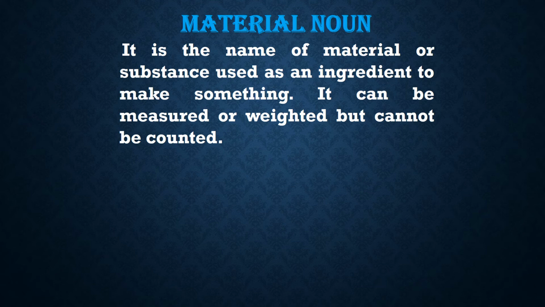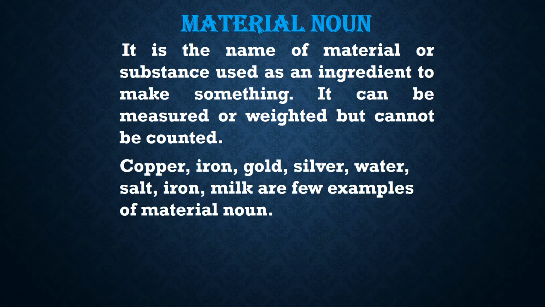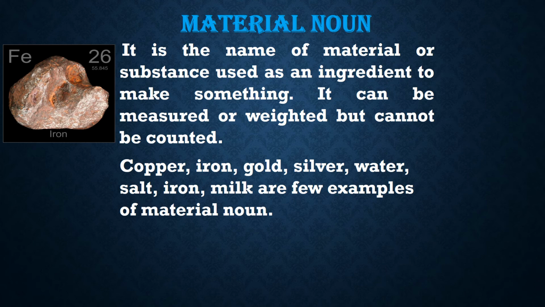What is the main feature of it? It can be measured or weighed, but cannot be counted. You cannot count them, right? Examples are here. For example, copper. We can make things from copper, iron, gold, silver, water, salt, milk. These are a few examples of material nouns. Many other materials are also here. Anything that is used for making any other thing. Here you can see the picture. Iron is here. We can make things from iron.